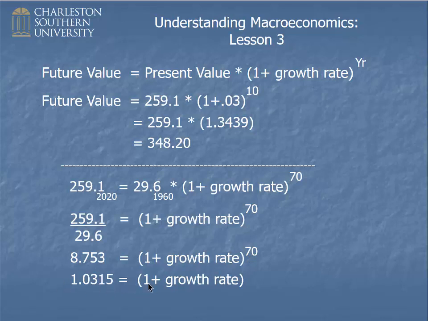Now I'm going to subtract 1 from both sides, and I get the growth rate from 1960 to 2020 of prices is 0.0315 or 3.15%. That would be the inflation rate. The growth rate and the inflation rate in this problem would be the same thing. So from 1960 to 2020, we've had on average a 3.15% inflation rate every year.